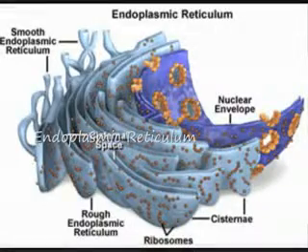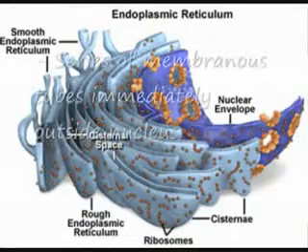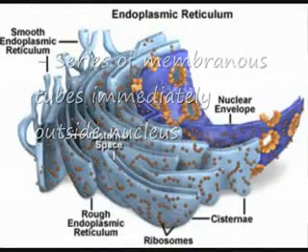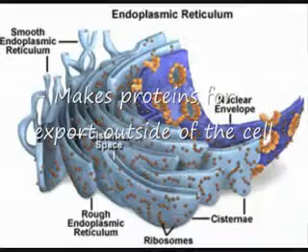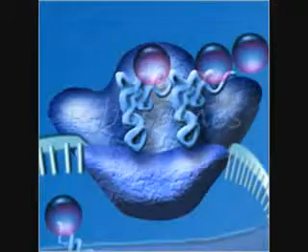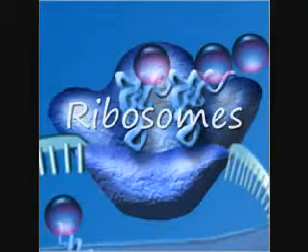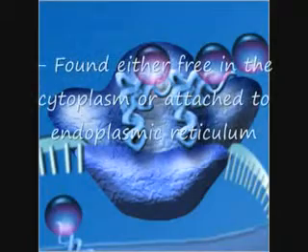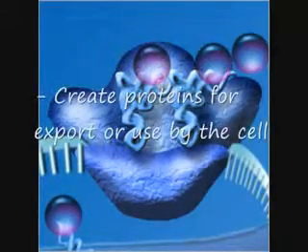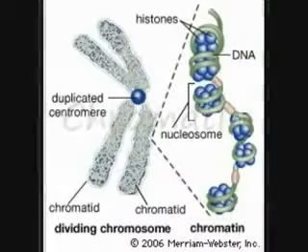The endoplasmic reticulum is a series of membranous tubes immediately outside the nucleus which makes proteins for export outside of the cell. Ribosomes, which may be free in the cytoplasm or attached to the endoplasmic reticulum, create proteins either for export or internal use by the cell.